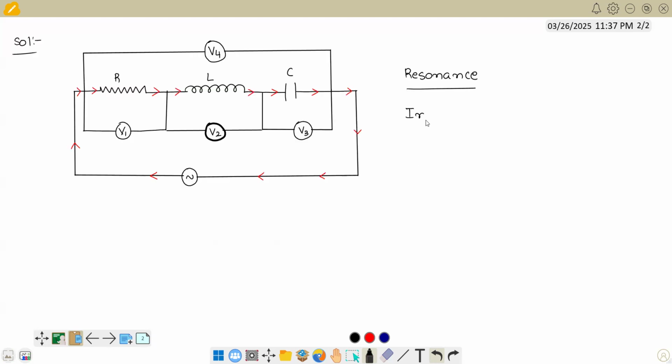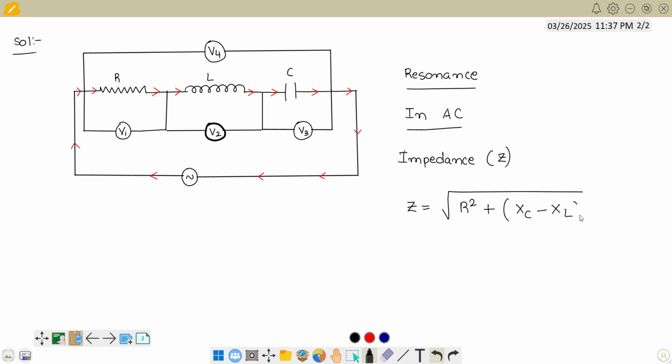In AC, there is something called impedance. We indicate it with Z, and the formula for impedance would be root of R square plus (XC minus XL) whole square, where XC is capacitive reactance and it equals 1 by omega C, and XL is inductive reactance and it equals omega L.